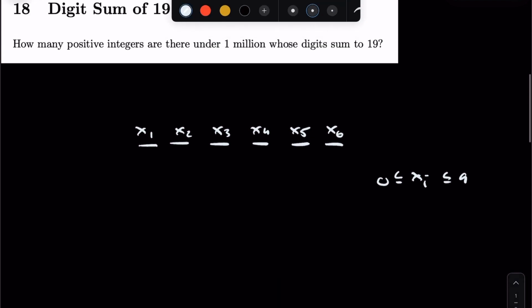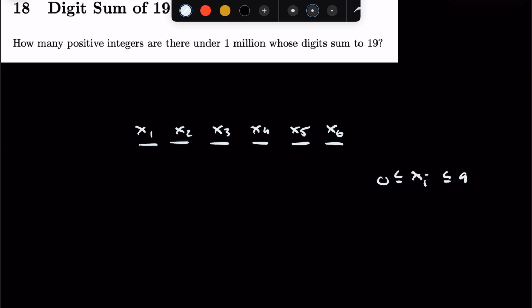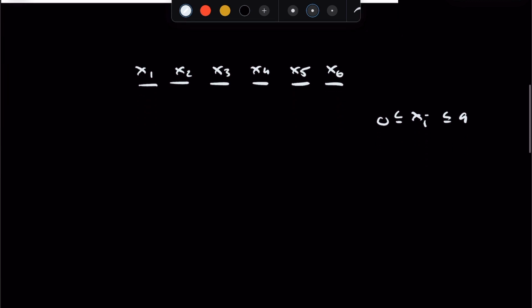Secondly, we have the constraint that the digits sum to 19. More specifically, that x1 plus x2 all the way up to x6 are exactly equal to 19.